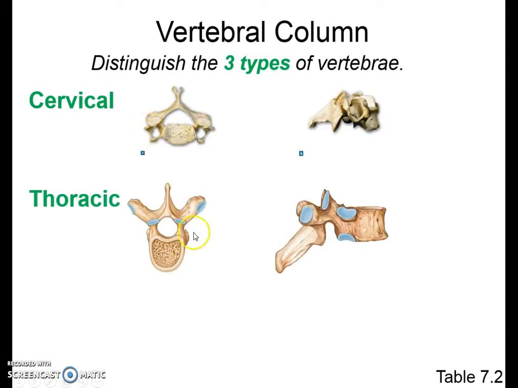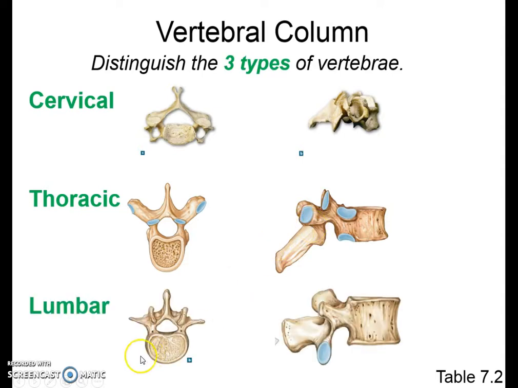Next is the thoracic vertebra. So notice only one hole, the vertebral foramen. One of the distinguishing features of the thoracic vertebra is this really long spinous process here. If you turn it to a lateral view, the spinous process will be long and pointy, whereas notice in the cervical vertebra, it's a little shorter and a little more flat.